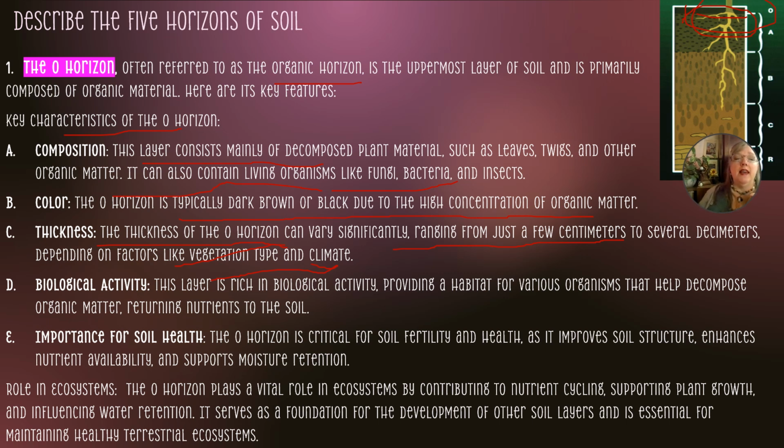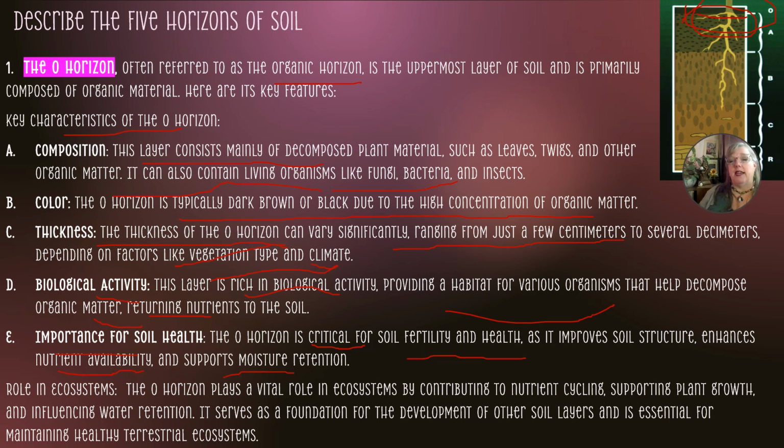All right, so letter D, the biological activity. This layer is very rich in biological activity. There's a lot of stuff going on. It's a habitat for various organisms to help decompose that organic matter, detritivores and decomposers to help return nutrients back to the soil. The importance of this layer on soil health is critical. This is one of the most important layers because you are recycling nutrients back in. So it's very critical for soil fertility and health. It improves the soil structure, enhances nutrient availability, and supports moisture retention. So it keeps it from drying out.